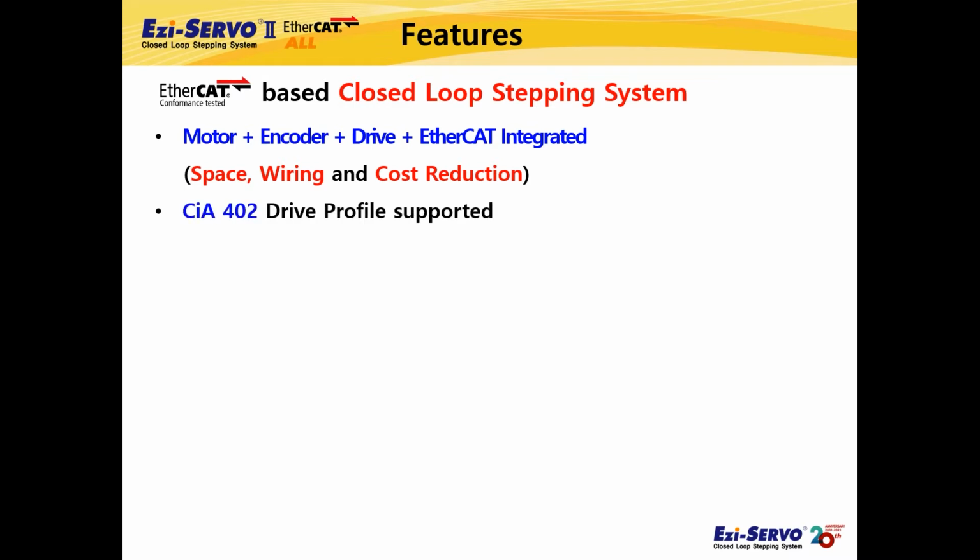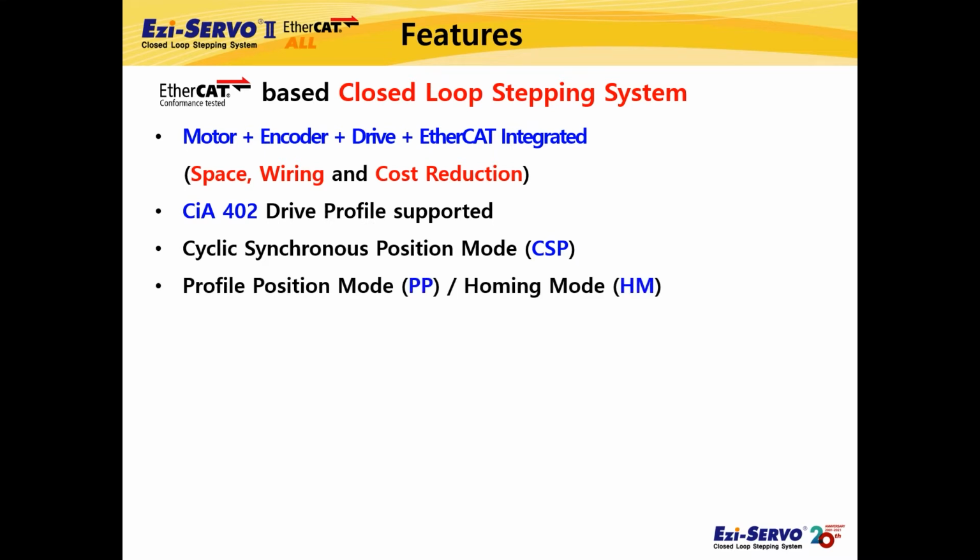It supports CiA402 drive profile, a standard profile for drive motion control. It supports CSP mode that controls the position of the slave, by receiving the target position from the master every cycle. And profile position mode, which is a general point-to-point movement command, and homing mode, which is an origin search command. Also, the minimum cycle time is 0.25 milliseconds.